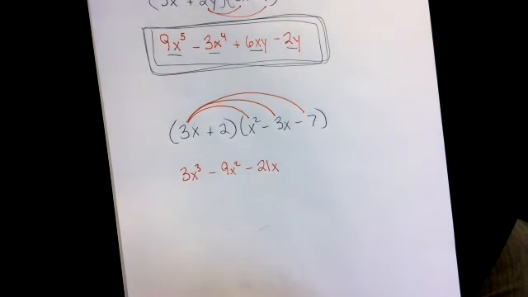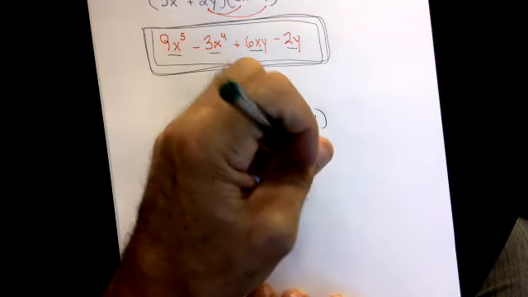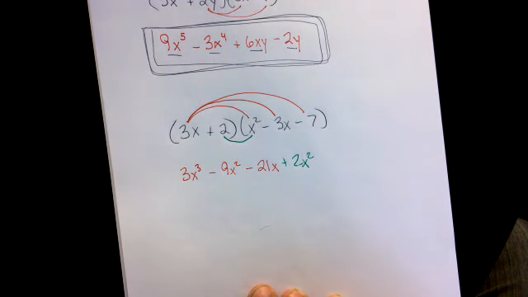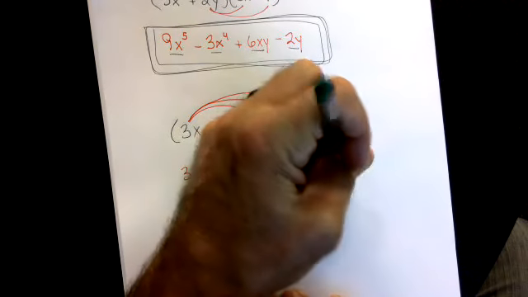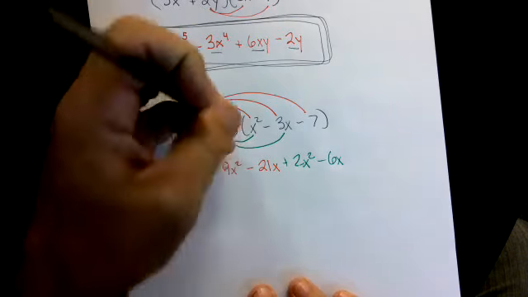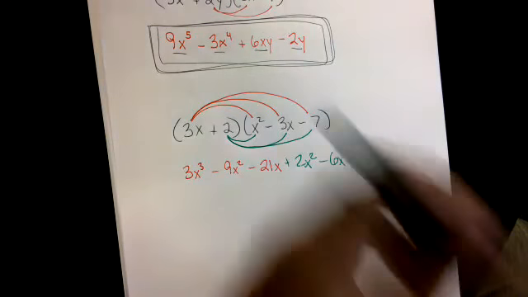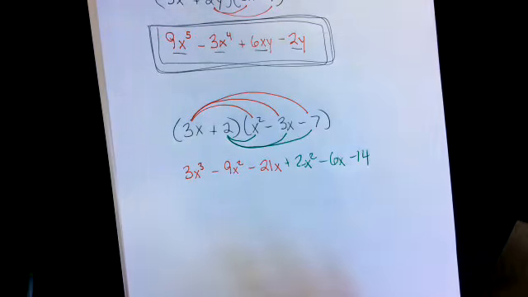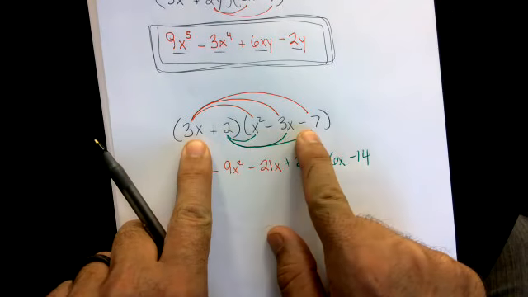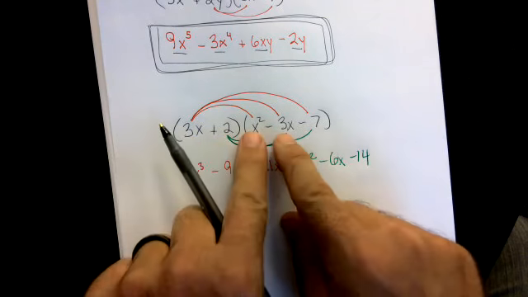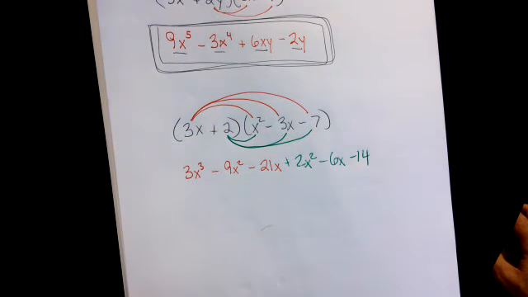We've got to do the same thing for the 2. We've got to multiply the 2 times x squared. That's 2x squared. We've got to multiply the 2 times the negative 3x, which is negative 6x. And we've got to take the 2 times the negative 7, which is a negative 14. So again, if you've got 2 terms times 3, you have to distribute both of these to everything.